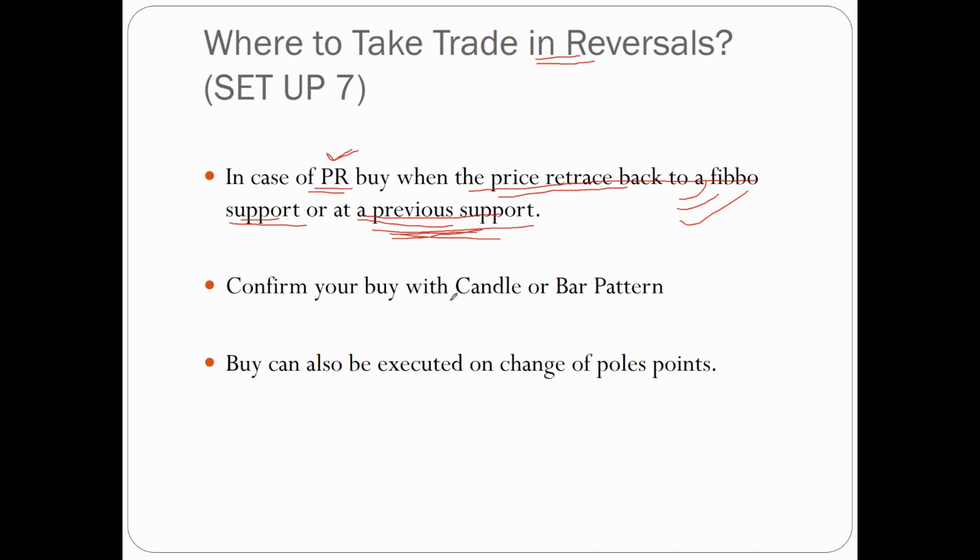Now confirm your buy with a candle or a bar pattern. Confirmation is the most important component when you are trading. If you're using candlesticks, buy on a potent candlestick pattern. And if you are using a bar chart, use the 3-bar, 4-bar chart pattern. Use the NR bars. Anything you want. But confirm at the support. And you can also execute at the change of polarity points. That means where support becomes resistance.